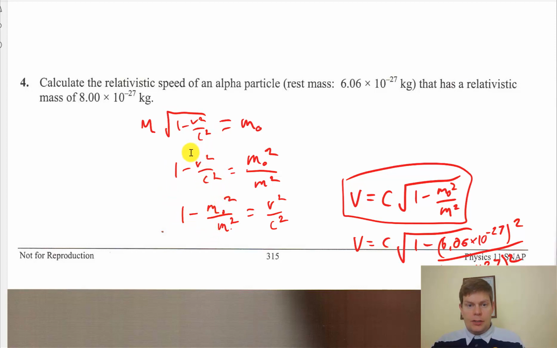And then I added this to both sides and subtracted this from both sides, so these trade places. End up with that, multiply both sides by c and take the square root of both sides. So if I multiply both sides of the equation by c, it's c squared times 1 minus m naught squared over m squared. And then if I square root both sides, it becomes this. And if you want to know the answer, just plug in the numbers you're given, and you're done. That's pretty much that.